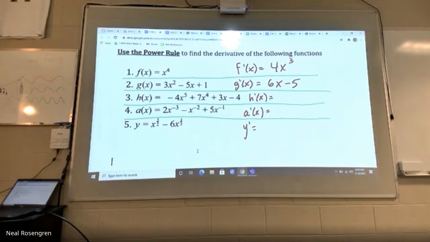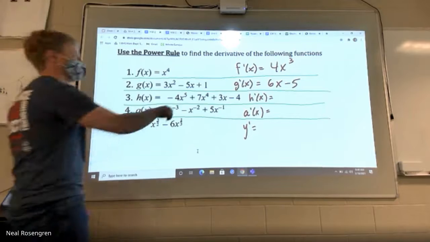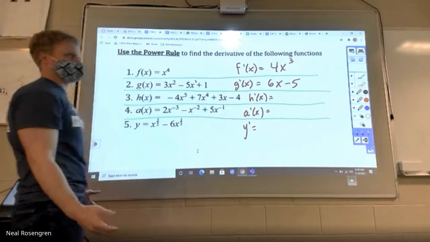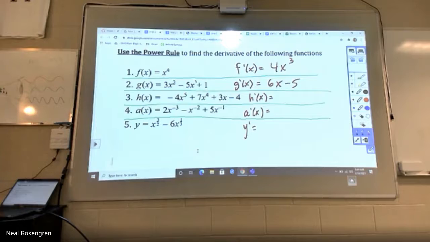3x squared, nice. Take the 2, drop it in front, multiply it with the 3, decrease the exponent by 1. Now the derivative of negative 5x, that's just linear, so I just take the slope of that line, which is negative 5. Now, I mean, it still works. Yeah, there's like a 1 right here, and you multiply it with it, and you decrease the exponent by 1, it becomes a 0.